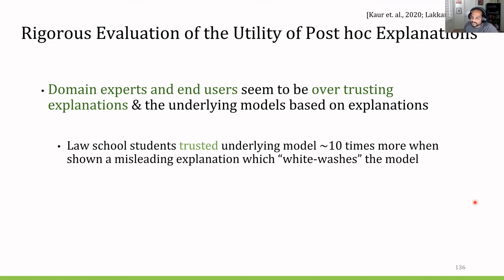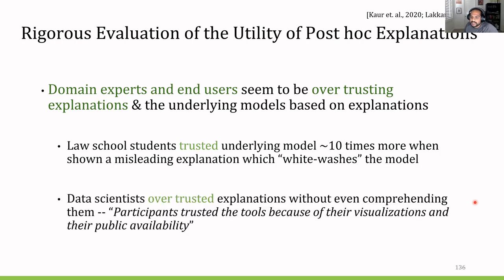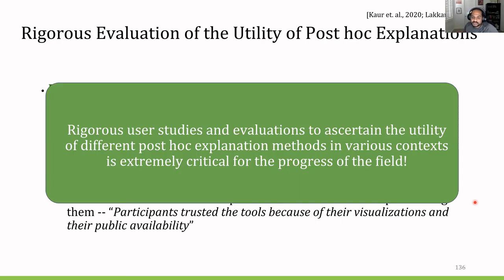People have shown cases where law school students trusted some underlying model like 10 times more when they saw an explanation attached to it, even though that explanation could be misleading, so you can have them trust the wrong model. And in general, data scientists tend to over-trust explanations without even completely comprehending them. Once they see that there's an explanation, they think, okay, the model is probably better because there is an explanation. That's kind of a problem. So doing better evaluation and more rigorous studies is part of what needs to happen as well.